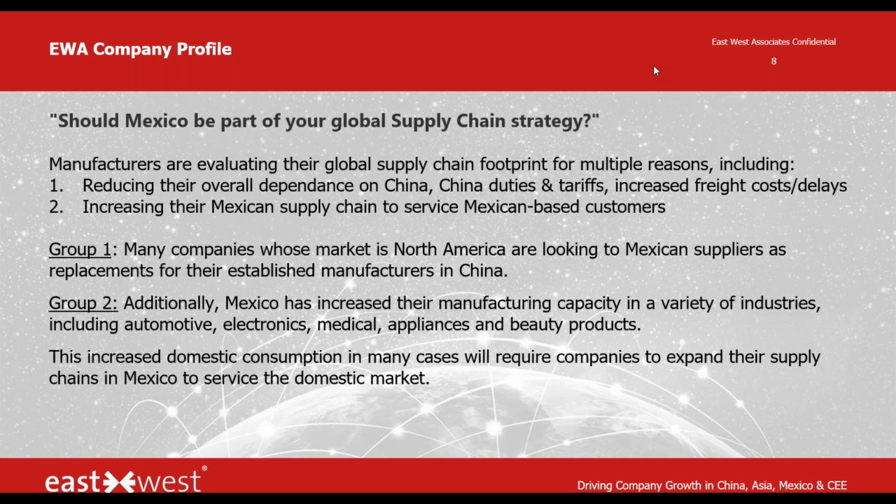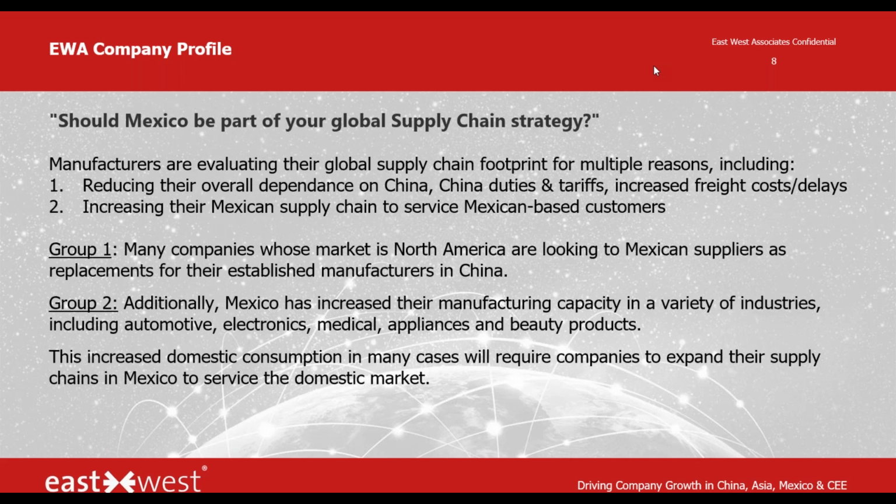We're going to break it into 2 groups. There are the companies that are sourcing from the USA or North America, but a lot of the USA sourcing components from China, and it's worked pretty well. But now the costs have gone up.